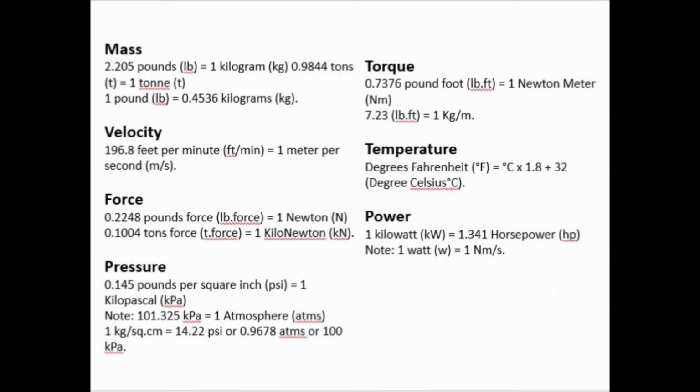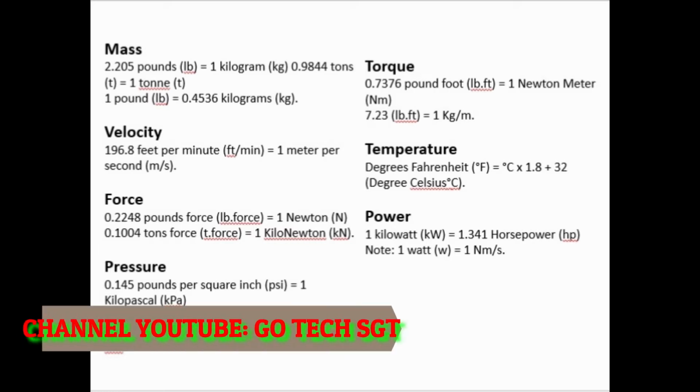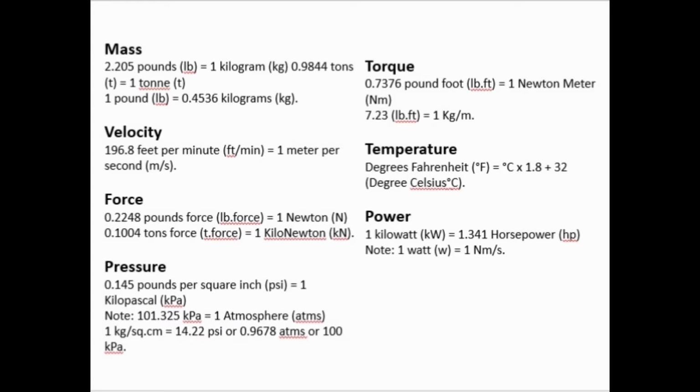Mass. 2.205 pounds (lb) equals 1 kilogram (kg). 0.9844 tons (T) equals 1 ton. 1 pound equals 0.4536 kilograms. Velocity. 196.8 feet per minute equals 1 meter per second. Force. 0.2248 pounds force (lbf) equals 1 Newton (N). 0.104 tons force (tf) equals 1 kilonewton (kN).